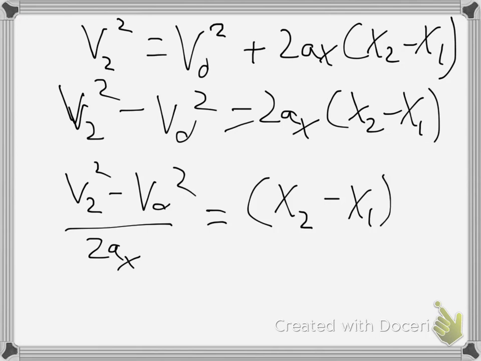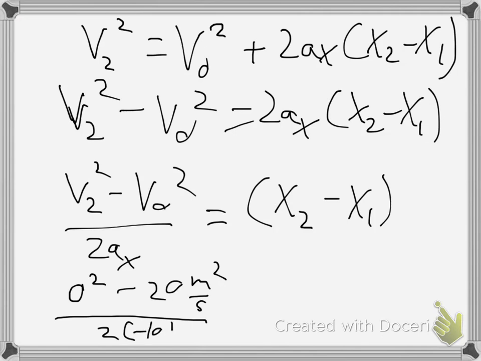Alright, so this part here is going to simplify to 0 squared minus 20 meters per second squared over 2, which is minus 10 meters per second squared. And we don't know what x2 is, so that's going to be an unknown, but we know x1 is 10 meters.